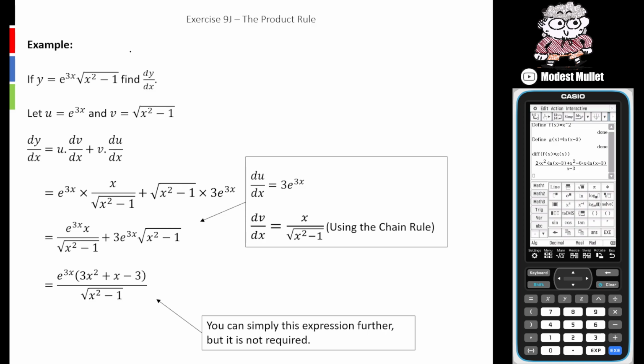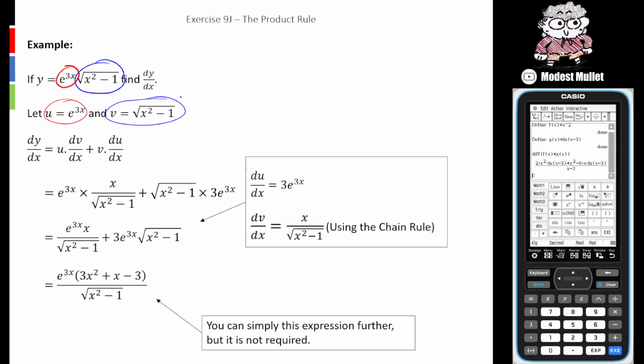Okay, here's another quite long example. I'll talk about it for a little bit, and then you can pause and copy down if you so want. Same thing, it's just noticing that there's one expression multiplied by another expression. So straight away I'm thinking, as it says here, let u equal e to the power of 3x, let v equal the square root of x squared minus 1. There are two expressions multiplied together, so we have to use the product rule.